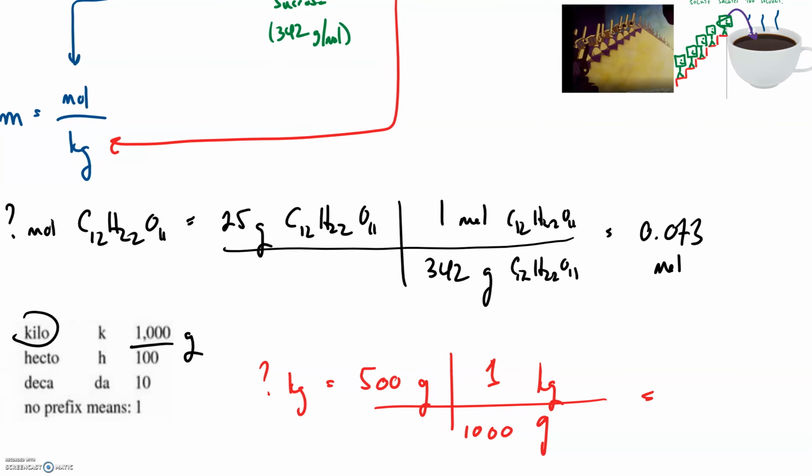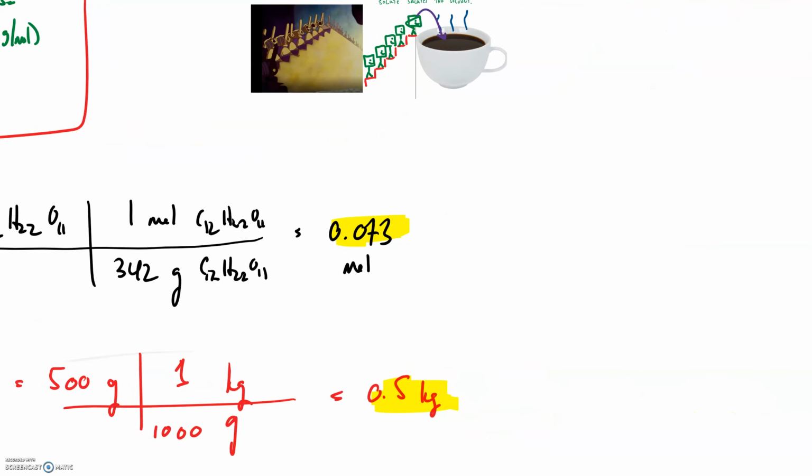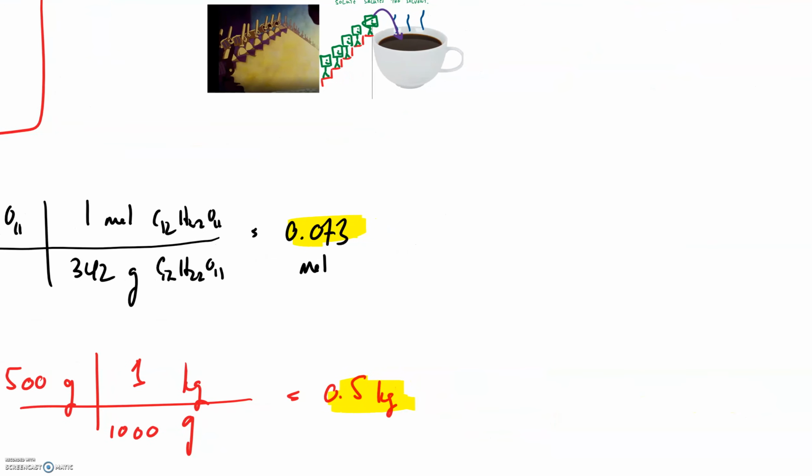All you got to do is multiply across the top, divide by the bottom. 500 divided by 1,000 is 0.5 kilograms. So you got your moles, you got your kilograms. Let's plug all that into our equation for molality. It's equal to moles over kilograms.